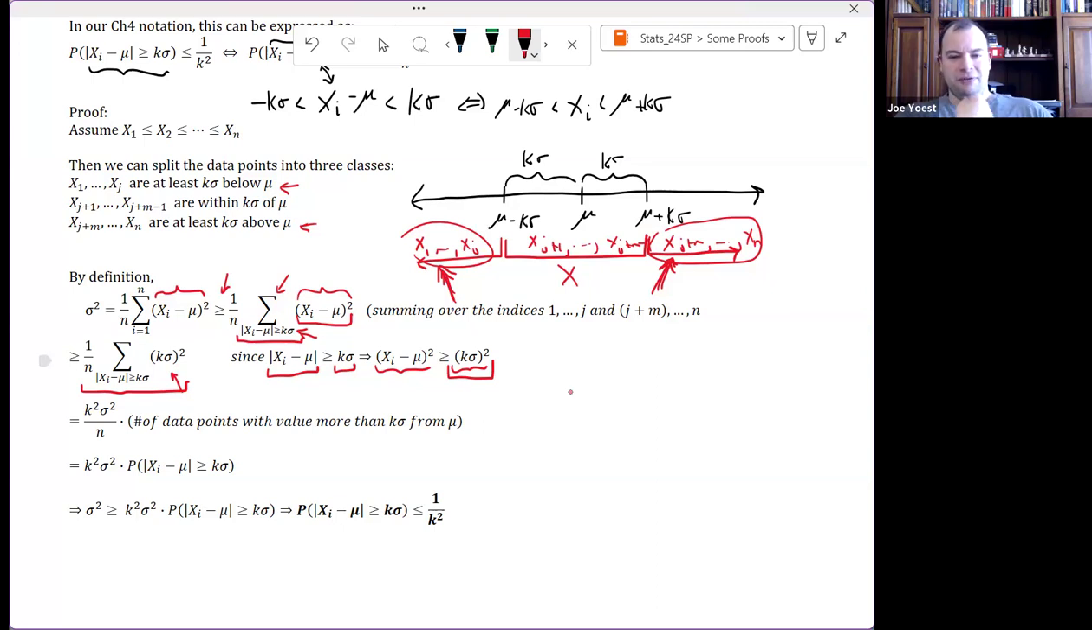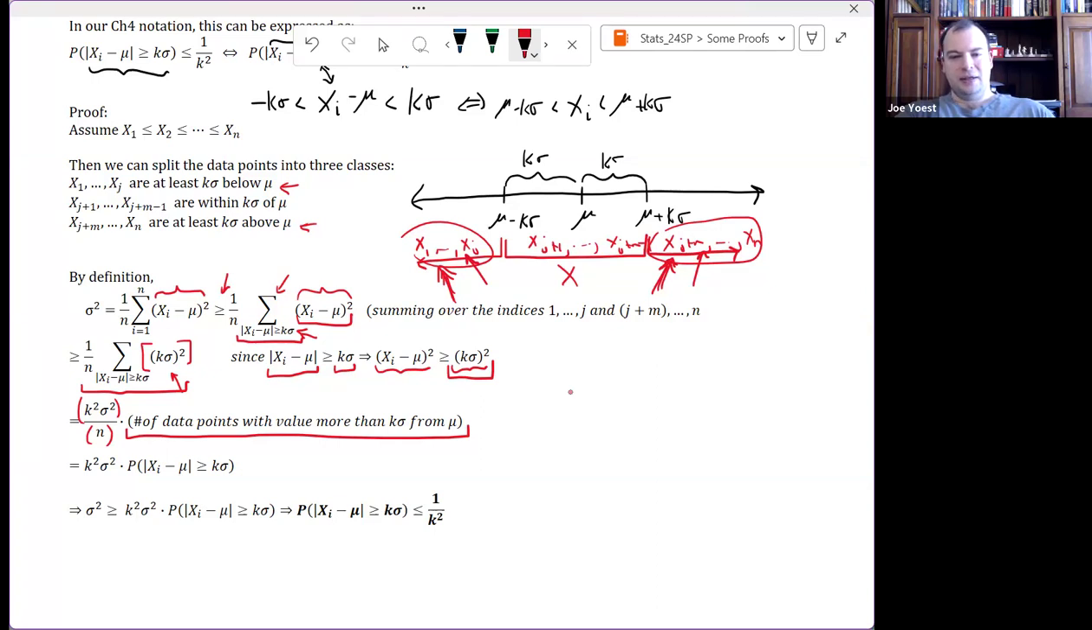But here, what do I have? I have 1 over n, and then I'm just adding k sigma squared. That's just a constant. I'm adding it to itself a certain number of times. How many times am I adding it to itself? Well, the number of data points that are in this left class plus the number that are in the right class. So I have 1 over n times k sigma squared, which I'm breaking apart as k squared sigma squared, times the number of data points with a value more than k standard deviations from mu.